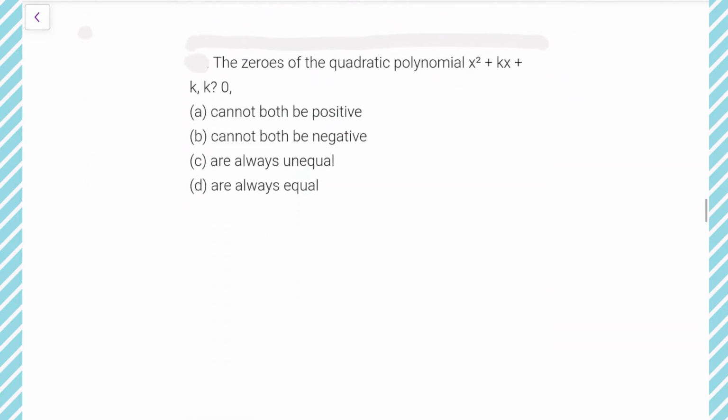Next, the zeros of the quadratic polynomial. I think this already came, so cannot both be positive. I'm not going to explain this again. So if you want it again, please move back the video.